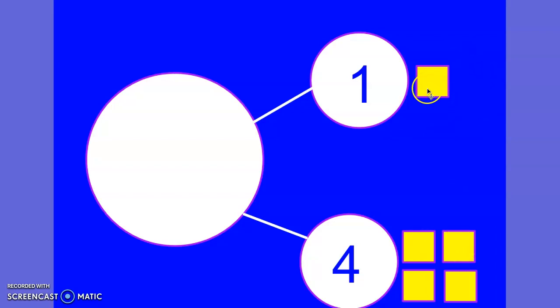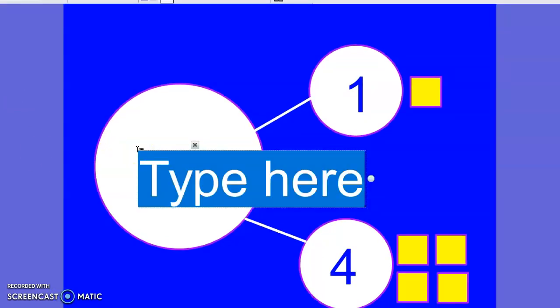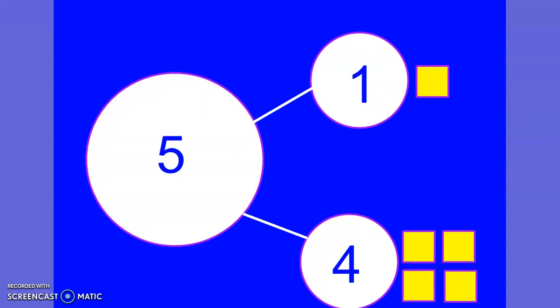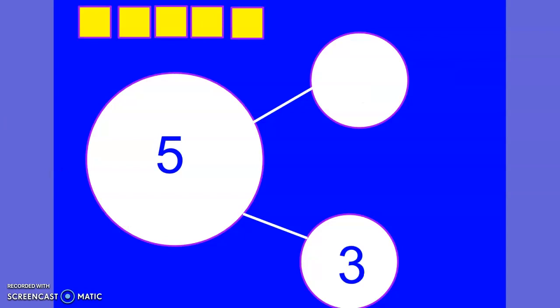All right, did you get 1, 2, 3, 4, 5? If you did, you are correct, and 5 goes here for your whole number on your number bond. So we now know that 1 and 4 makes 5, our whole number. Alright, moving on to the next one.